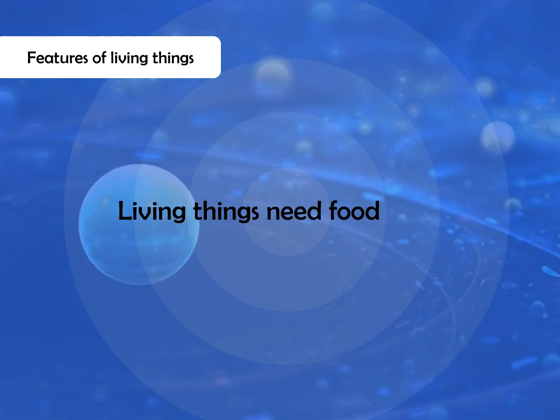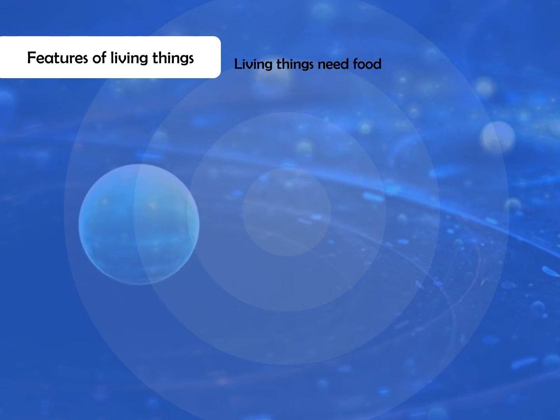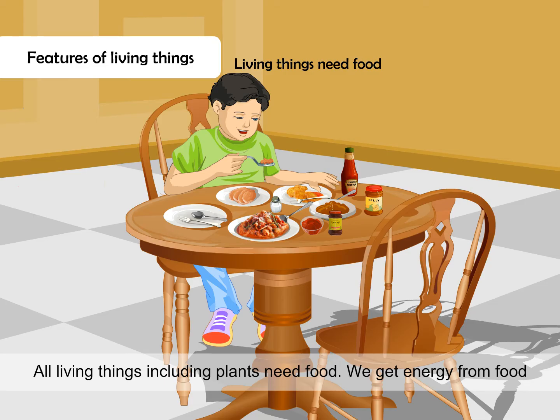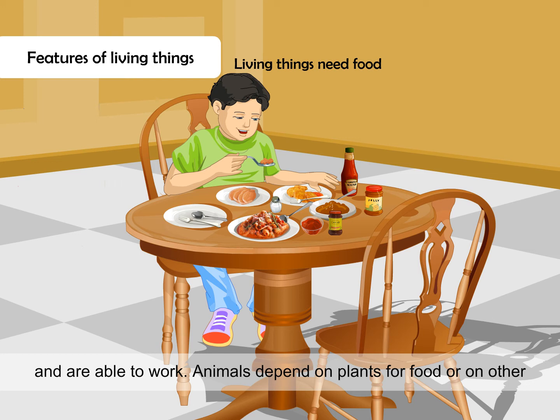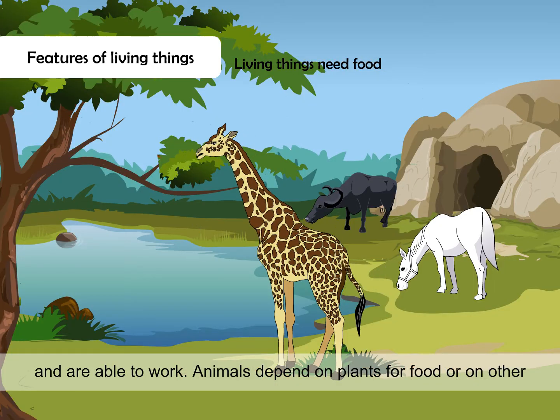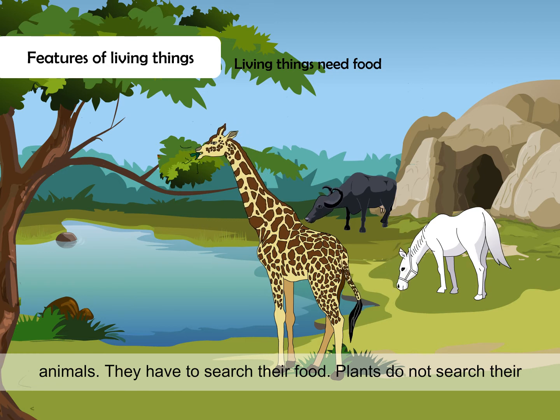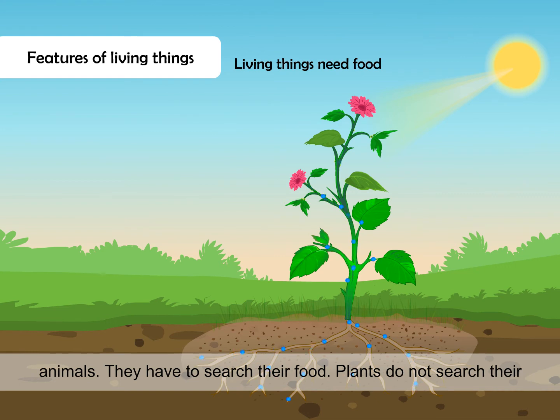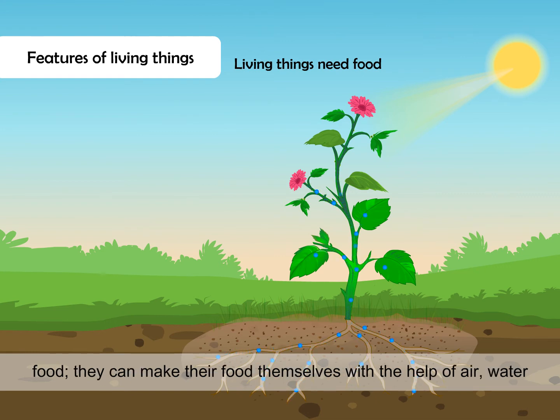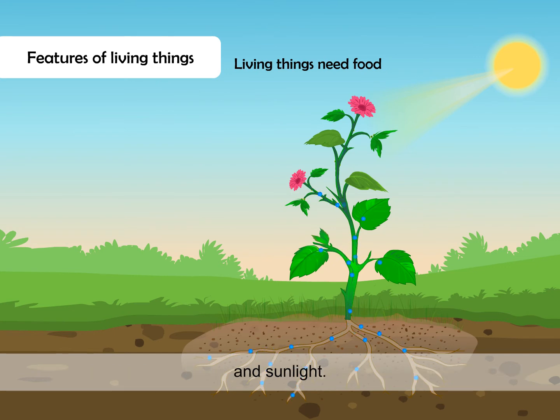Living things need food. All living things, including plants, need food. We get energy from food and are able to work. Animals depend on plants for food or on other animals. They have to search their food. Plants do not search their food. They can make their food themselves with the help of air, water, and sunlight.